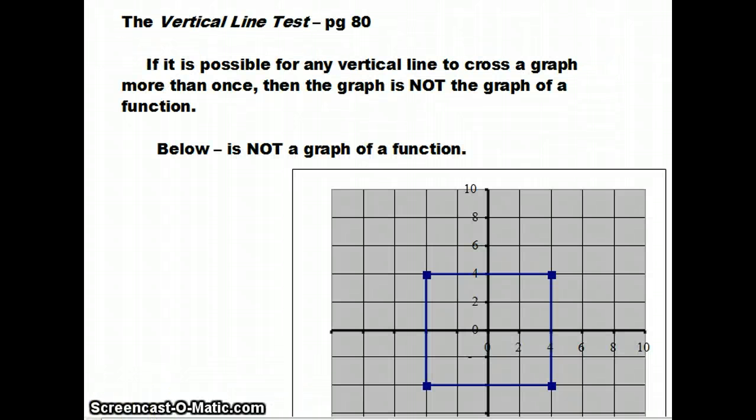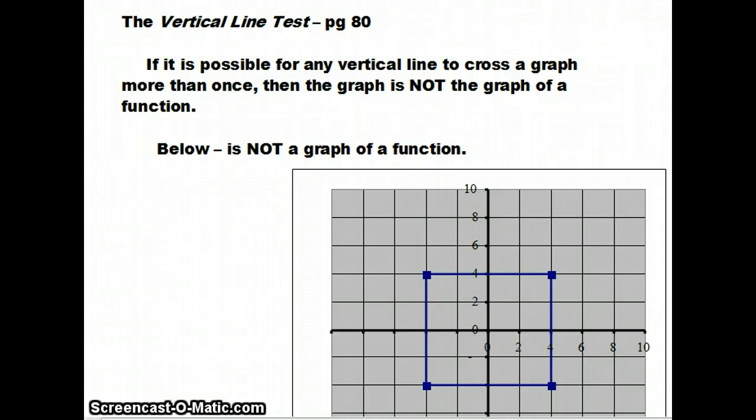The easiest way to tell whether something is really a function or not is to use what's called the vertical line test. If it's possible for any vertical line to cross a graph more than once, then the graph is not the graph of a function. So the key is the line has to be vertical. We could take a ruler or a piece of paper and slide it across any picture, and it has to be vertical as it goes across.